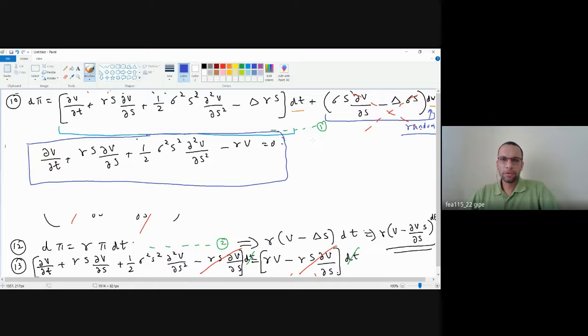So that is something which we'll do in the next class. How do you convert this differential equation into a difference equation? That is something which we'll talk about along the way. But this is your Black-Scholes PDE. So any questions up till now?